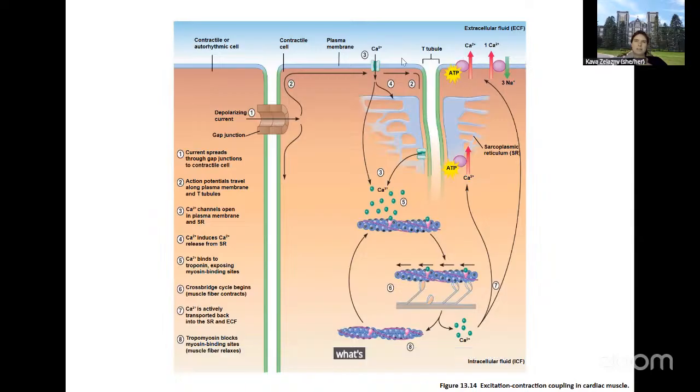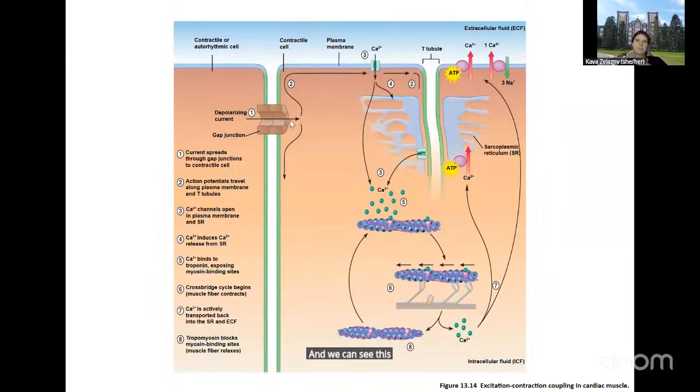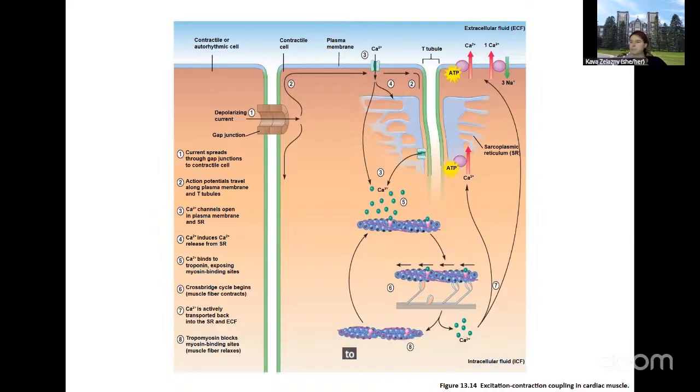What's going to be different is this calcium stuff happening on the surface of the cell, right? So on this plasma membrane, we're going to see this relationship between calcium and the outside of the cell. And we can see this gap junction, right? So we can see that the neighboring cell, the cell next to it, if it has an action potential, whoop, it can shoot through and send that action potential to the neighboring cell really quickly. We don't have to worry about receptors. We don't have to worry about time lag when we're trying to get our heart cells to contract together.